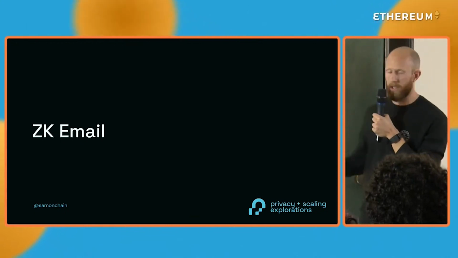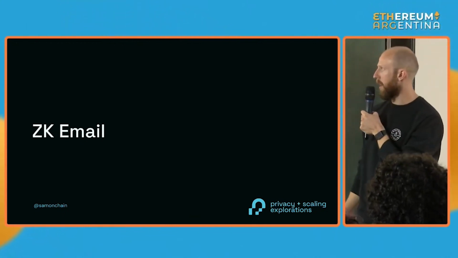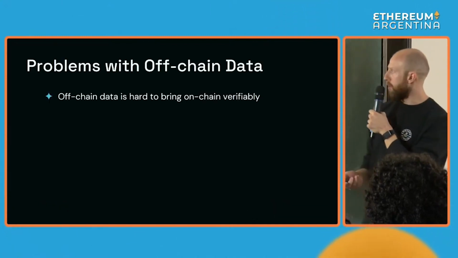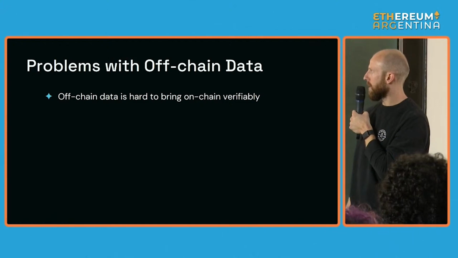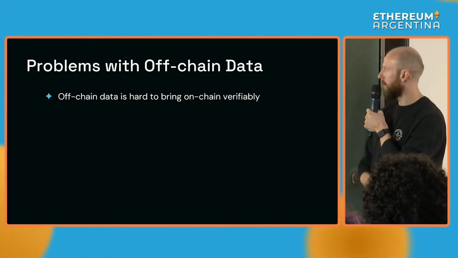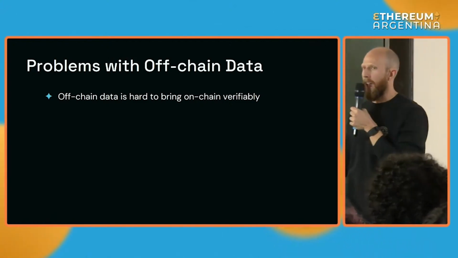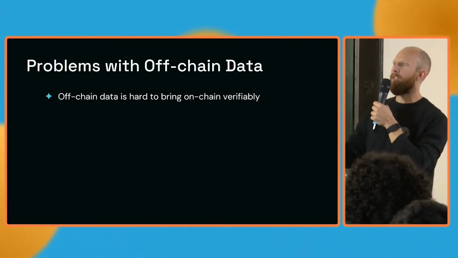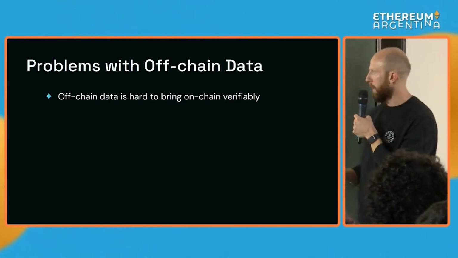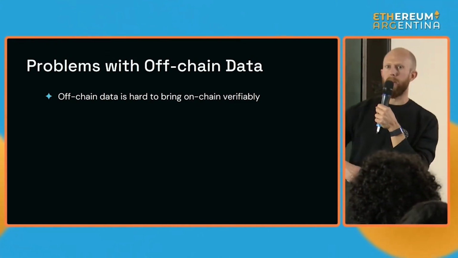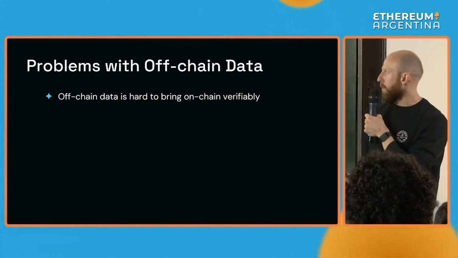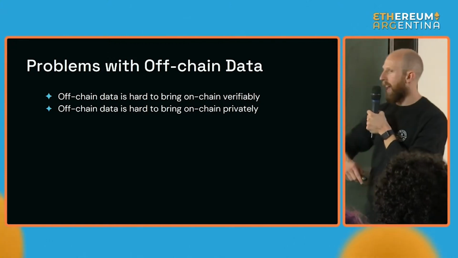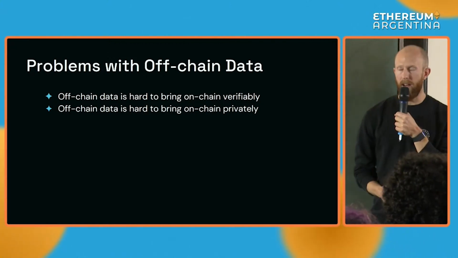ZK email, which Santiago actually touched on in the last talk, or proof of email, is a team that's really been doing some fascinating things with this kind of core primitive. And the problem they arrived at is like, hey, there's a ton of Web 2 data out there that's super valuable and full of interesting details about the world and about ourselves. Wouldn't it be great to bring that on chain? A big problem is it's tough to verify that information, right? And it's hard to bring that information on chain in a private way.